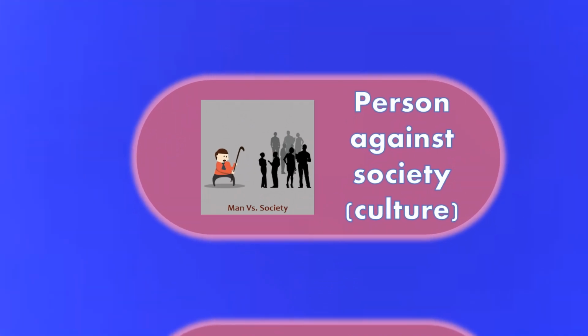Person against society or culture. The protagonist struggles against the rules or expectations of society, as in the struggle of Jonas against a utopia or dystopia in The Giver.